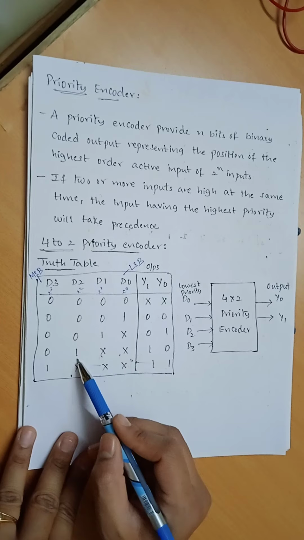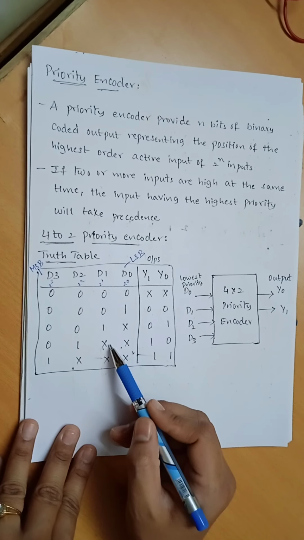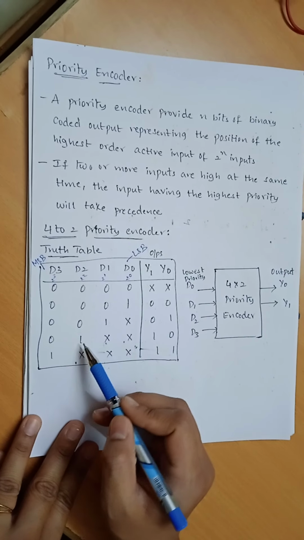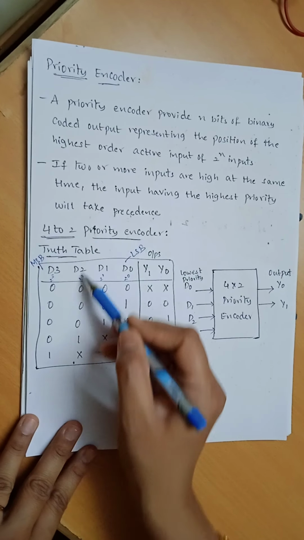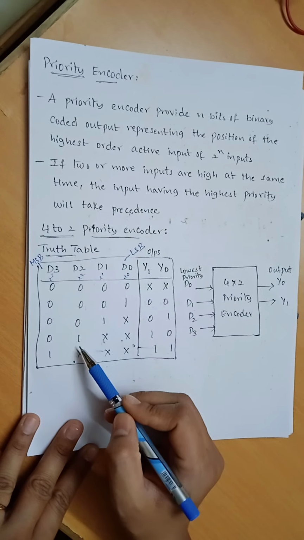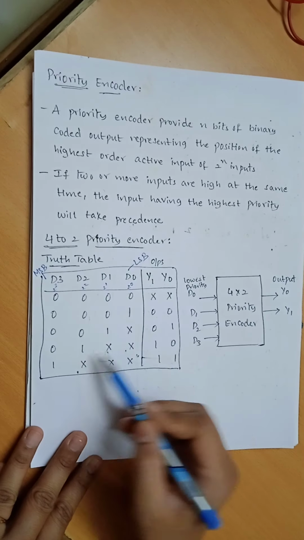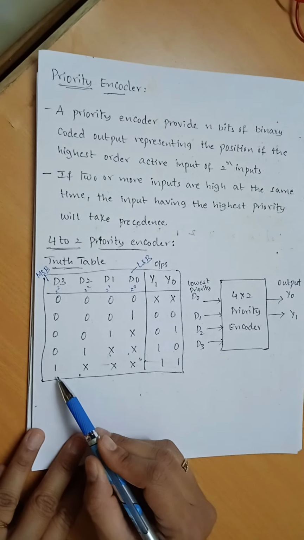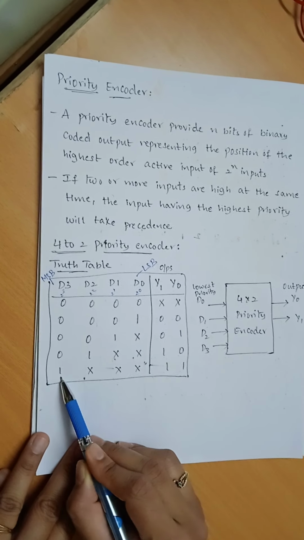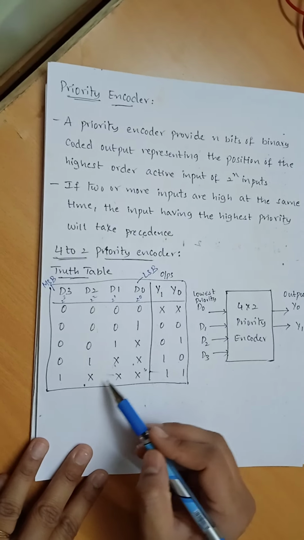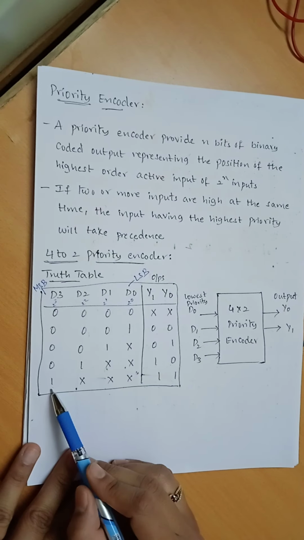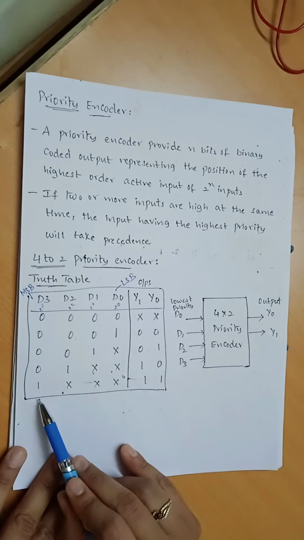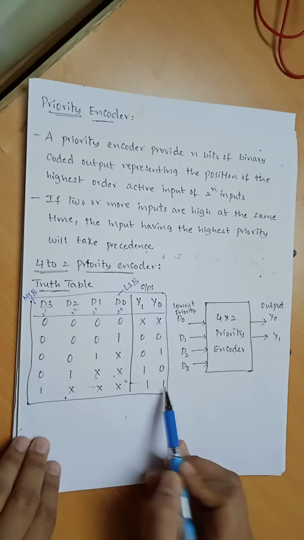And for 0, 1, don't care, even if the other bit is 0 or 1, priority will be given to the highest active input of 2 power n. So this is the highest active input, 2 power 1, and the output will be 1, 0. And the last combination, if the top input is 1 and the other inputs are either 0 or 1, priority will be given to the highest order active input, 2 power n. So you can see here the output is 1, 1.